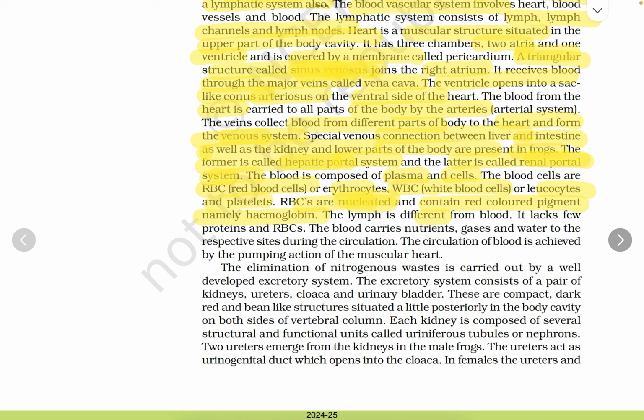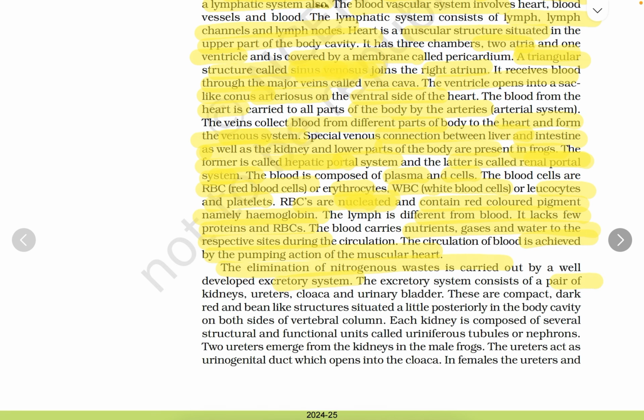The lymph is different from the blood. It lacks a few proteins and RBCs. The blood carries nutrients, gases, and water to the respective sites of circulation. The circulation of the blood is achieved by the pumping action of the muscular heart. The elimination of nitrogenous waste is carried out by a well-developed excretory system.